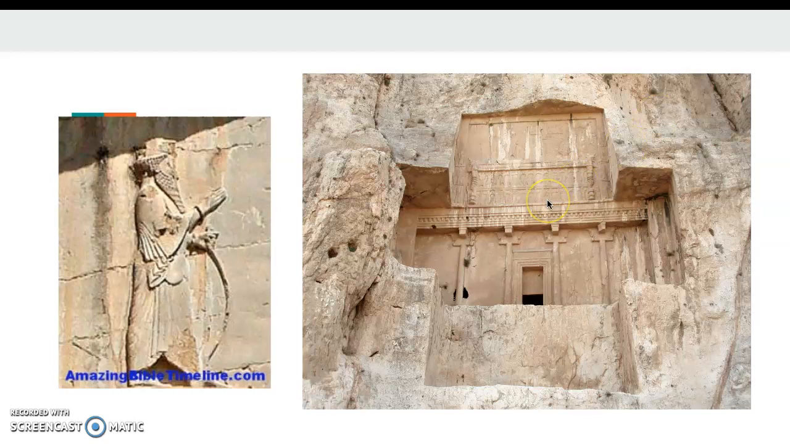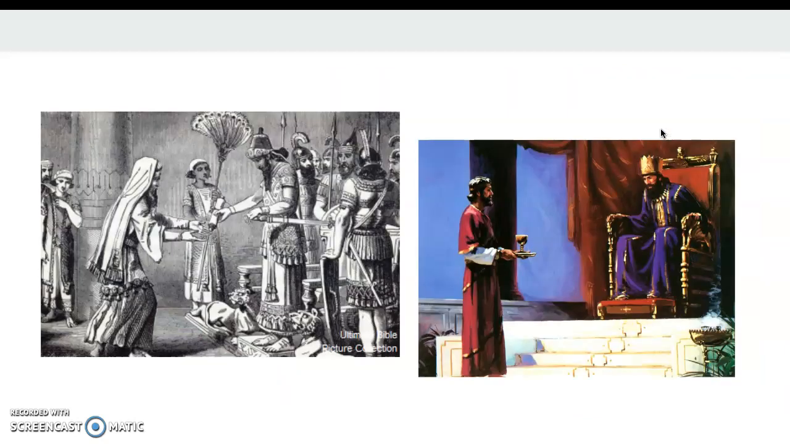And this is Artaxerxes' tomb, carved in the solid rock. I think it's ironic it's in the shape of a cross. Artaxerxes with Ezra and Nehemiah.